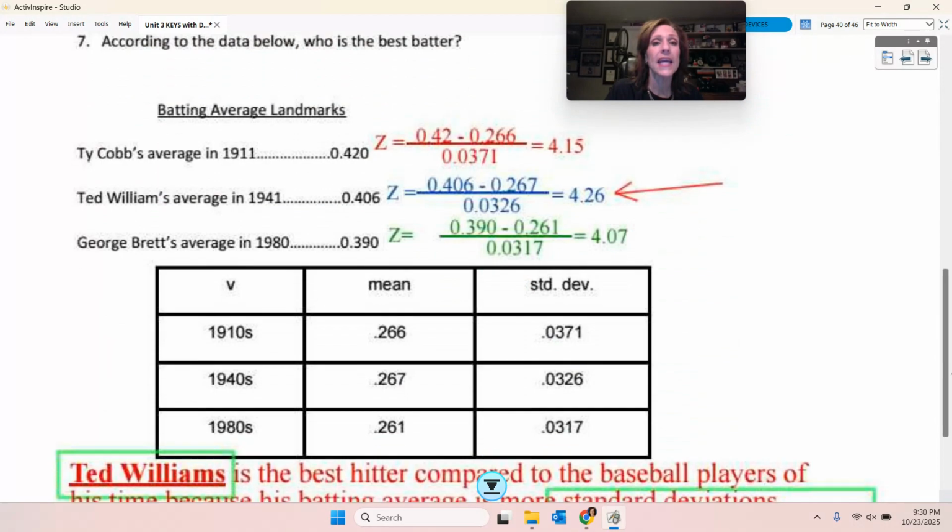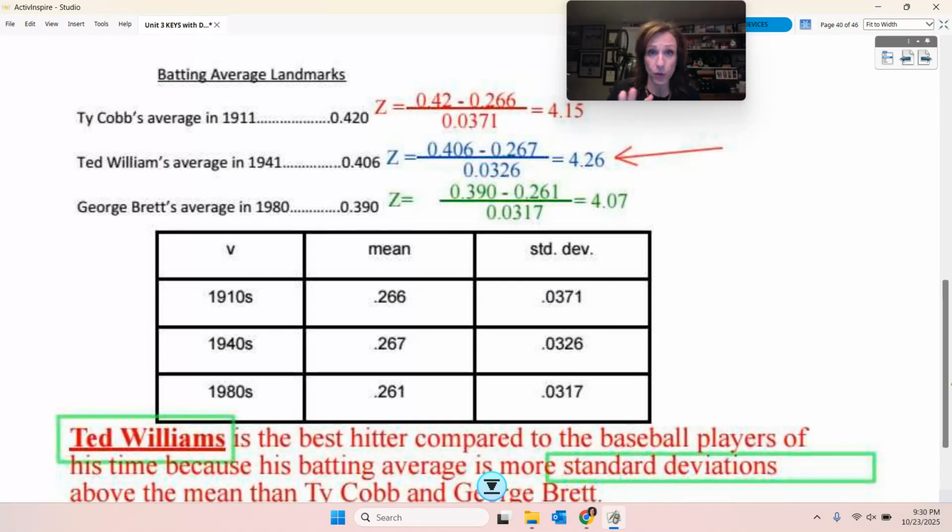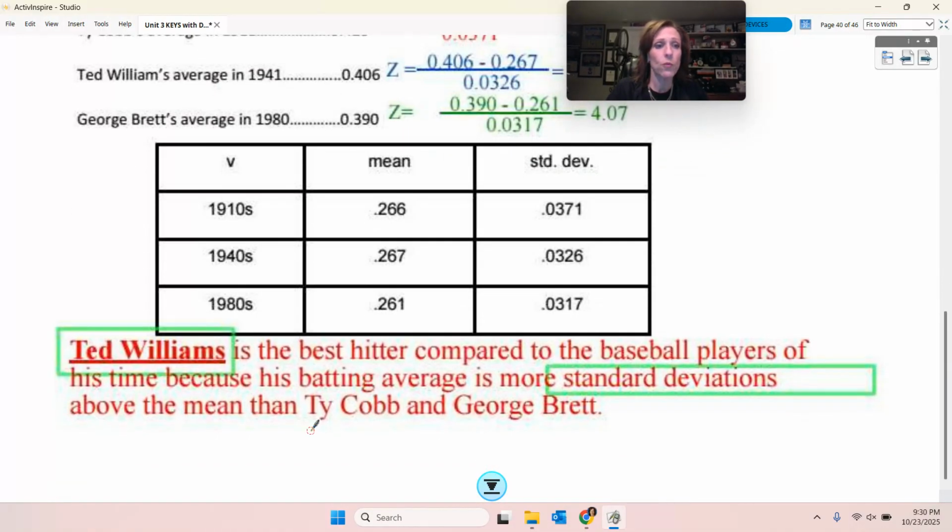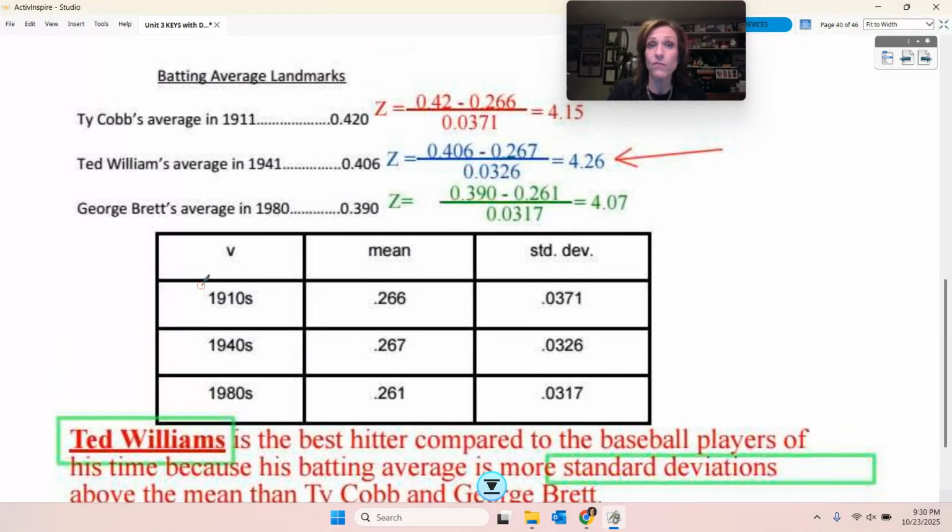All right, now here's where we were comparing three totally different eras of hitters. And so that's where you have to compare z-scores. Whenever you're comparing things with totally different means and standard deviations, you have to standardize the score so that we can compare them to each other. So once you get those z-scores, what we're saying is Ted Williams was the best because he had the most standard deviations above the mean. So his score was the most standard deviations above his own particular mean.